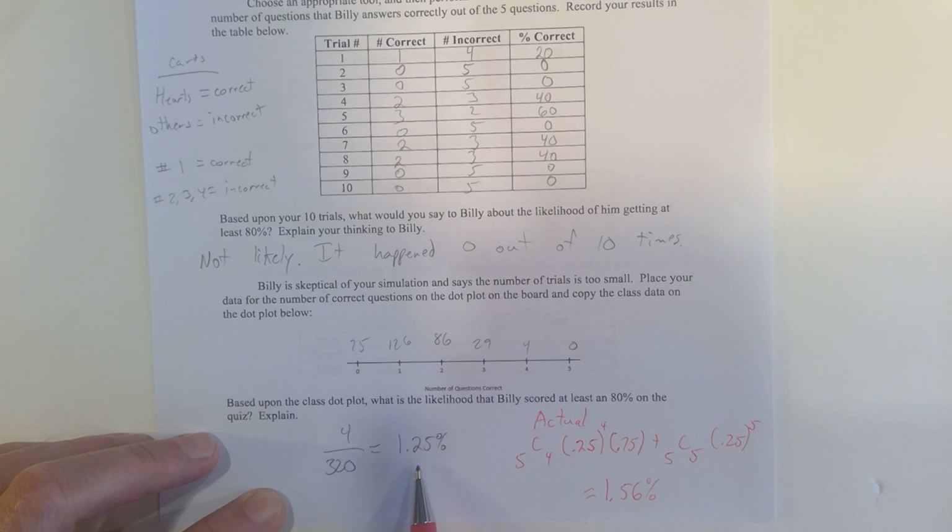So my simulation yielded 1.25%. The exact value, if we calculate it out, is 1.56%. And that's the way simulations work. The more you do it, the closer this number will get to the actual value. And you guys may not even understand how to calculate the actual value here, and that's okay. That's why we taught you the simulation method. So just realize your simulation method won't be perfectly accurate, but it's going to give you a pretty good ballpark estimate of what the correct answer is.